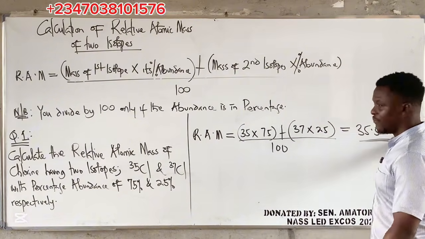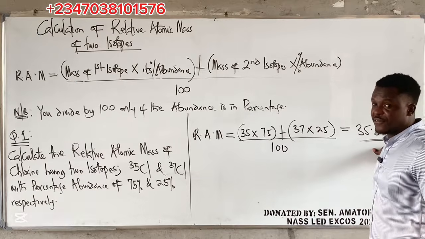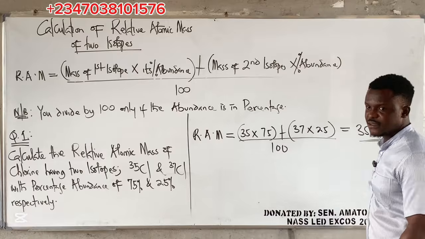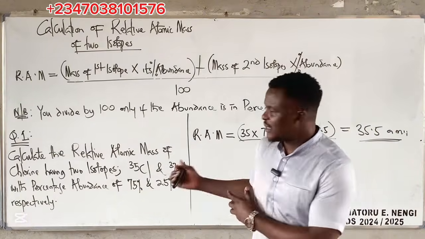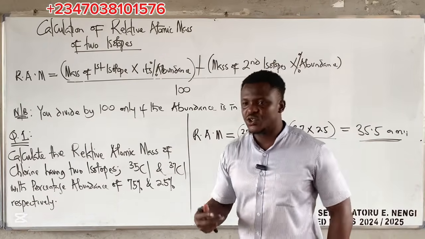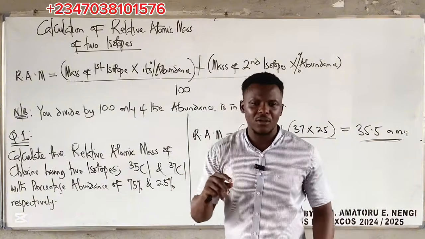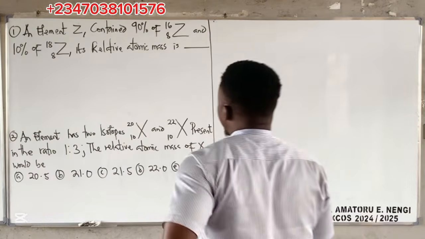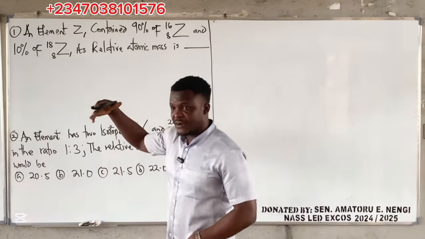35.5 AMU. Most times it can be 35.45. AMU means atomic mass units. Take note of that. Now this is basically the elementary part of this. Now let's look at how the question can be twisted. Please look up. Now let's look at this question. This is very similar to what we did previously, right?